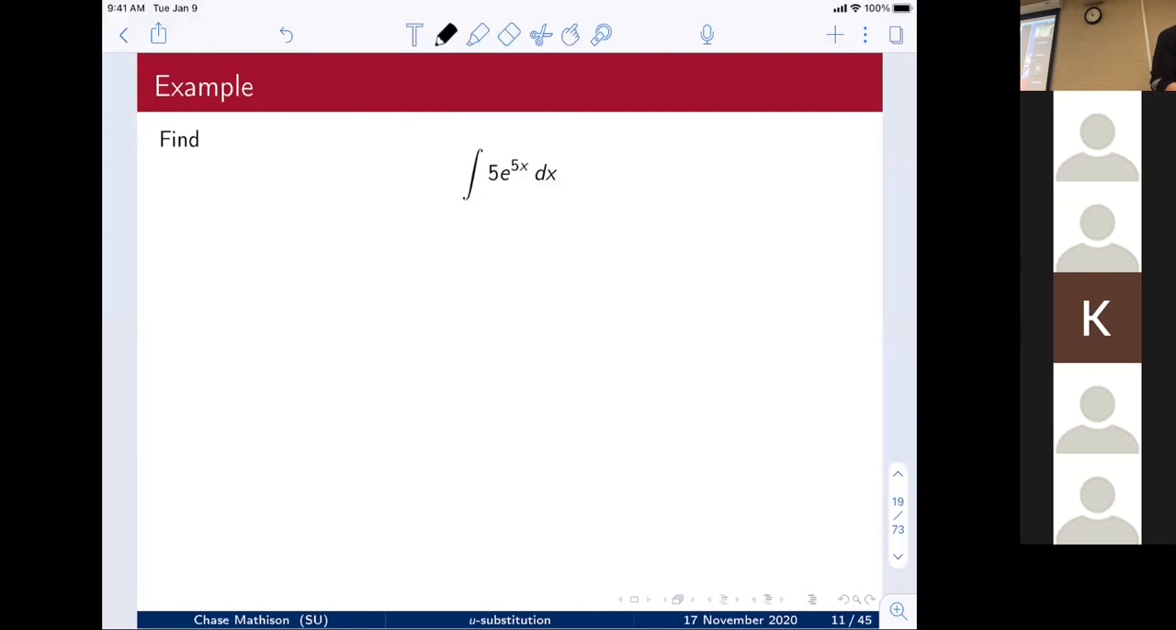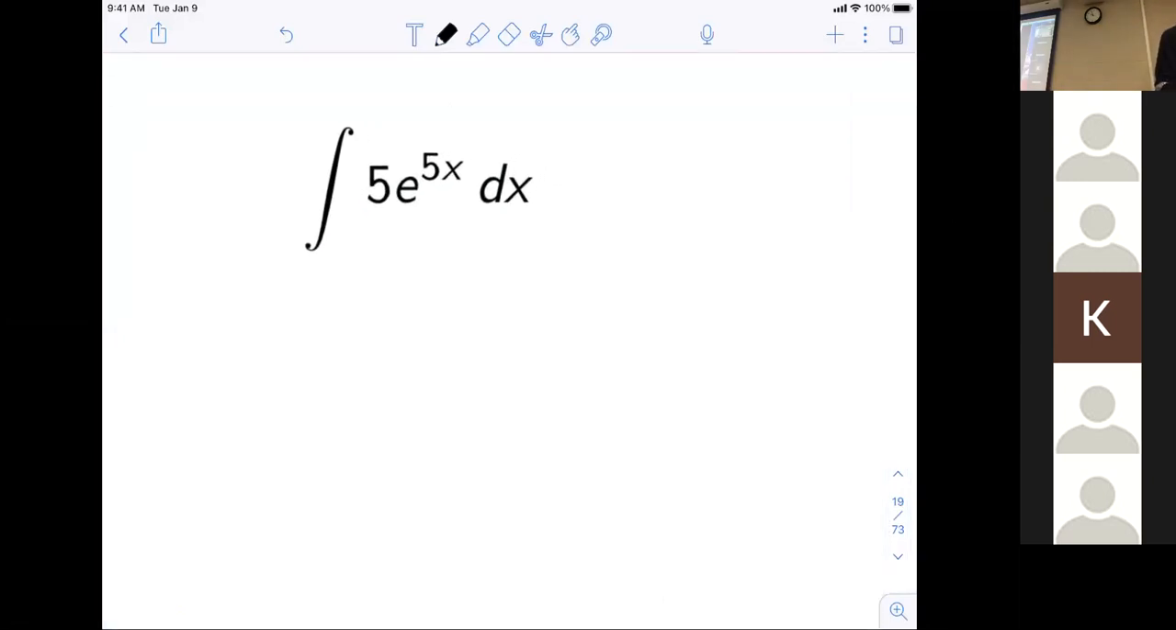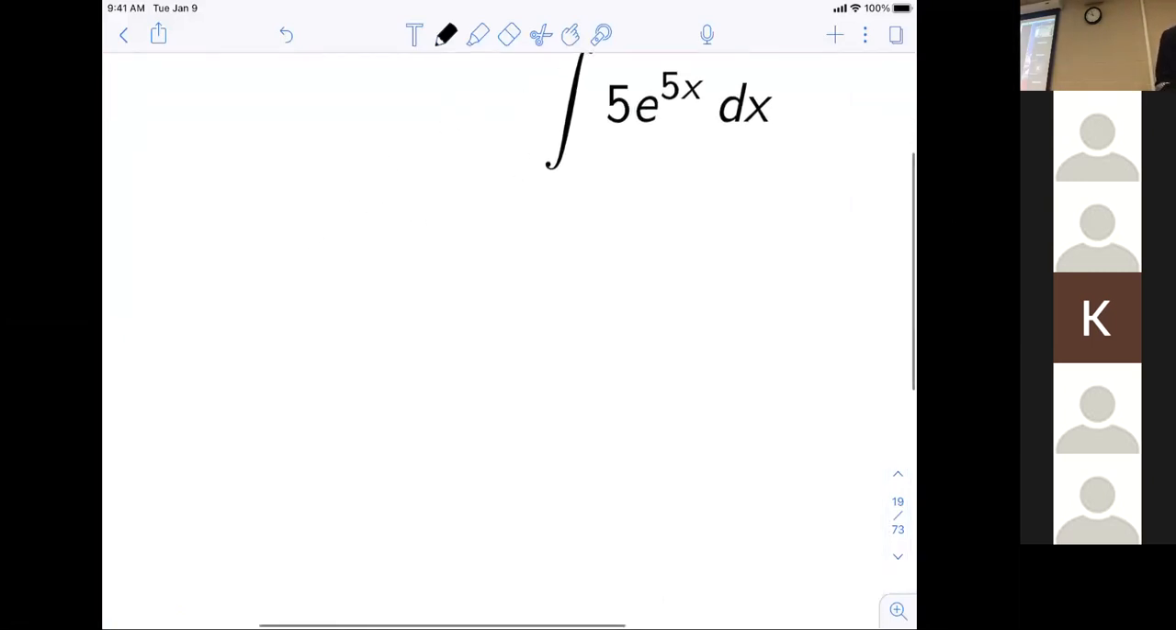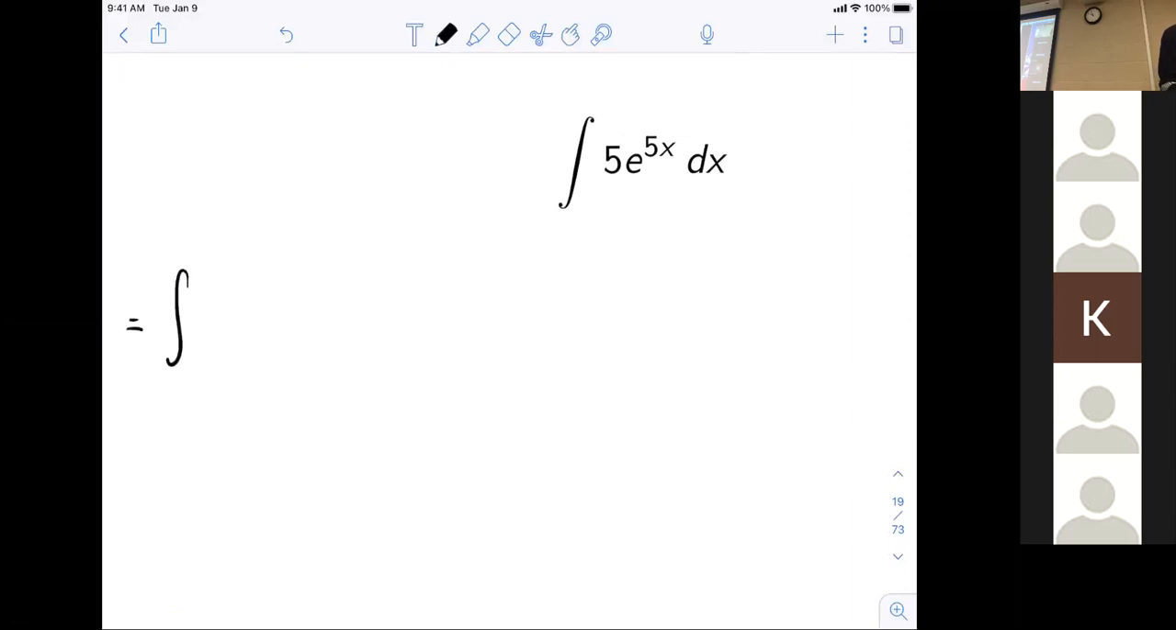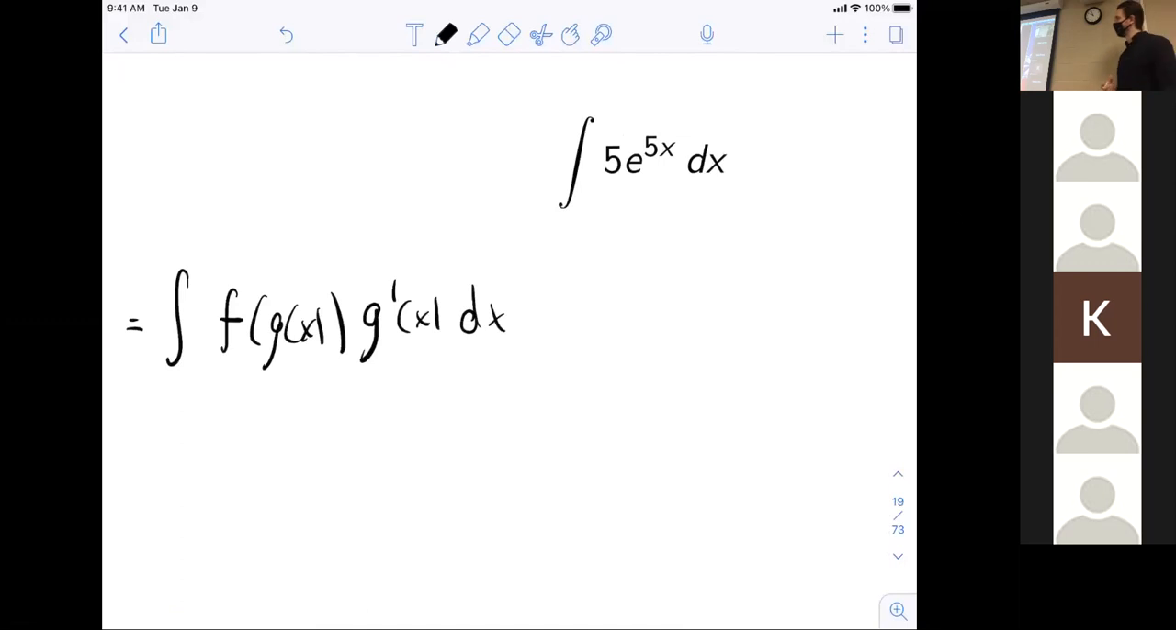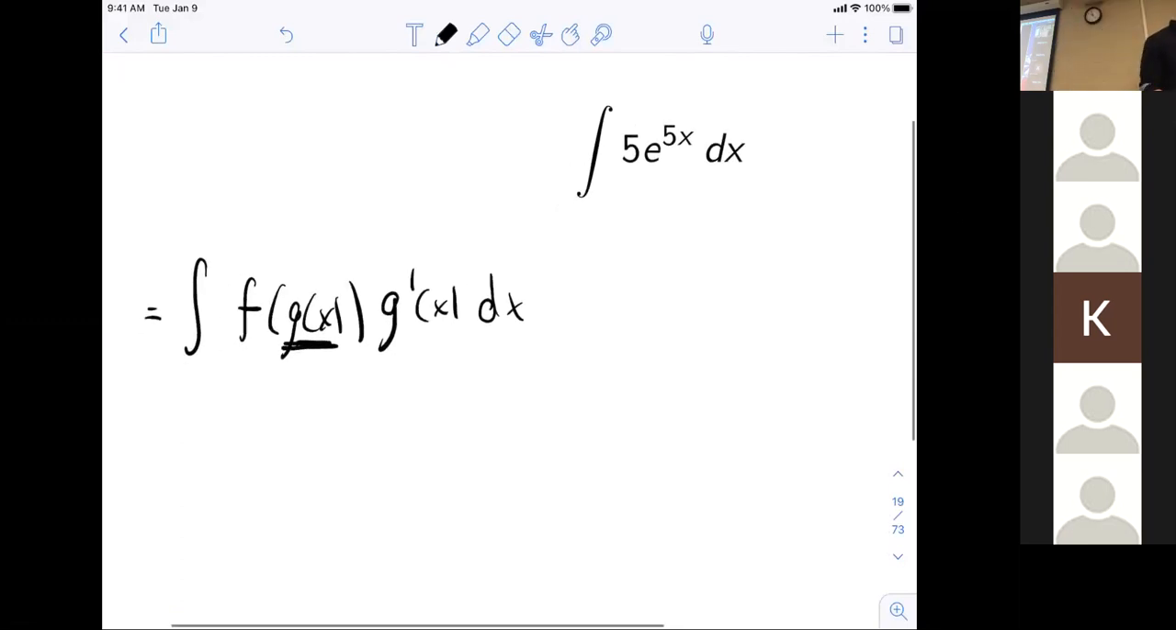Okay. So find the general antiderivative, or the indefinite integral, of 5 times e to the 5x. All right, so what function, again, I want to say this is equal to some f of g of x times g prime of x. I want to say I'm integrating something that looks like that, right? So I need to look at this and say, is there some function that looks like it's inside another function? And what do we think? Is there? Yeah. What do we think g of x has to be?